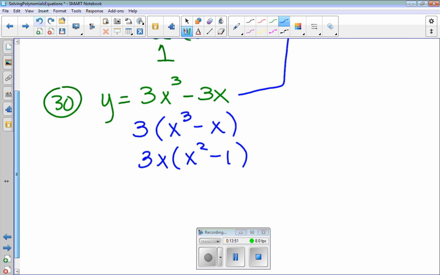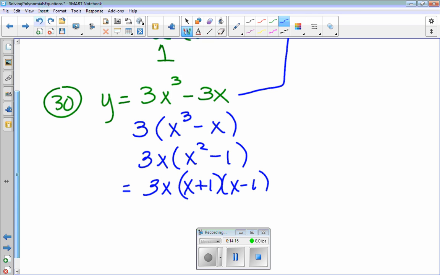Now, can I factor what's left? Who remembers what that is? A difference of perfect squares? What's the square root of 1? 1. So we're going to remember this: x plus 1, x minus 1. Guys, we have all these different factoring things. So these are the factors.